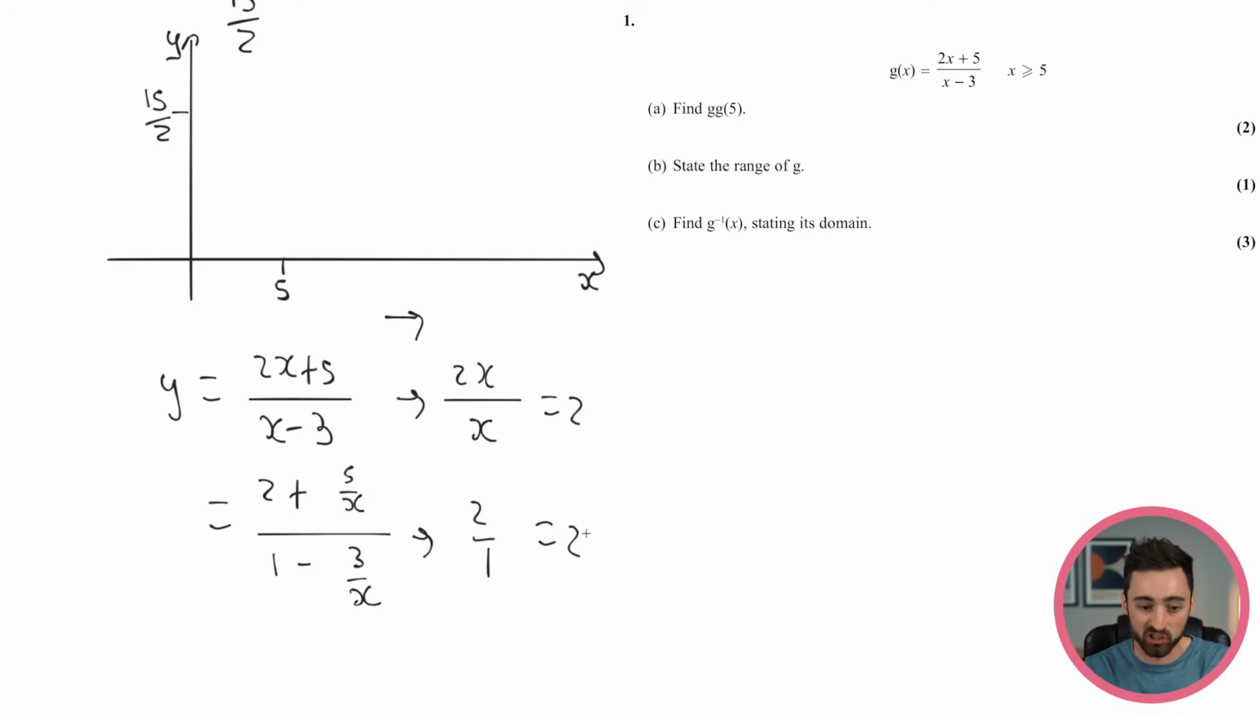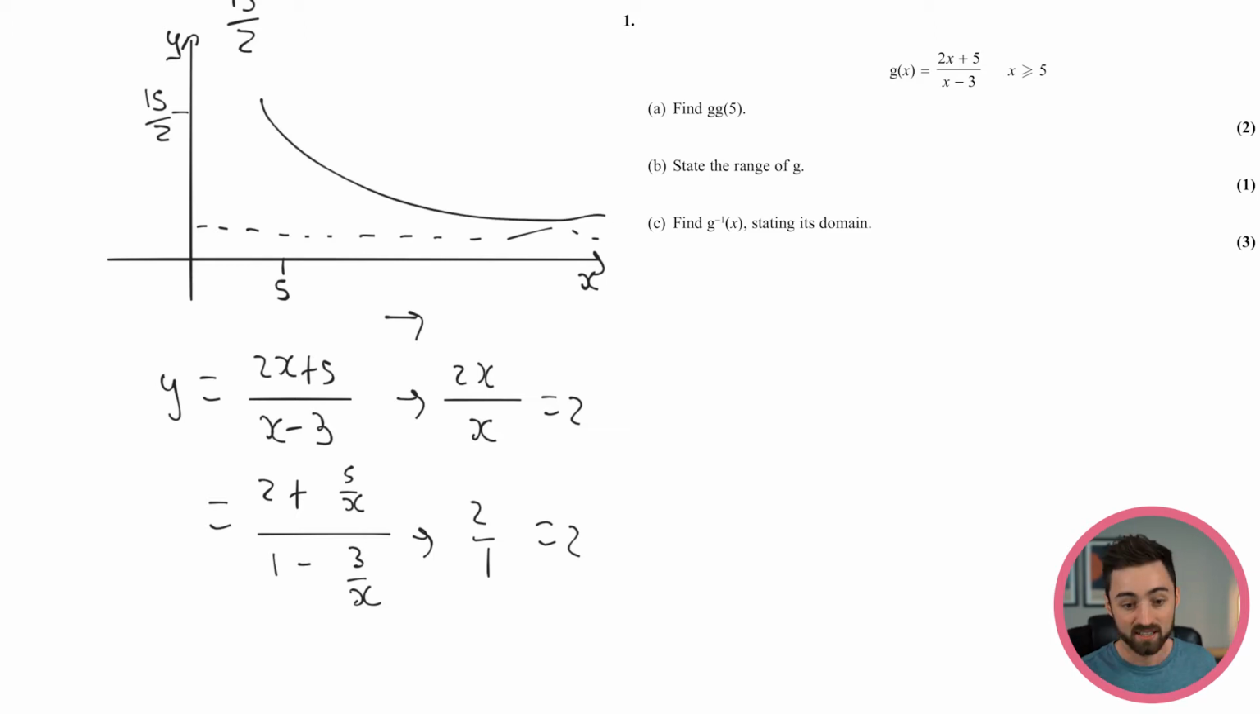A couple of different ways of showing you why that is, but essentially what we have shown is that it goes towards y equals 2. That's going to be an asymptote, isn't it? So then, essentially, it starts here at 15 over 2, okay? And then it's going to go down, kind of like this, to have an asymptote of y equals 2.